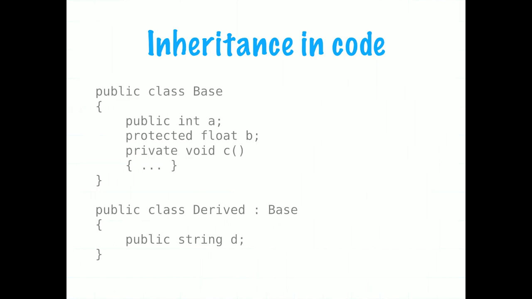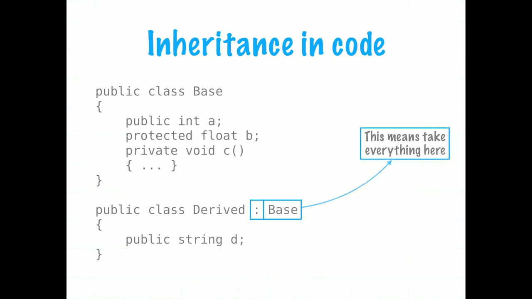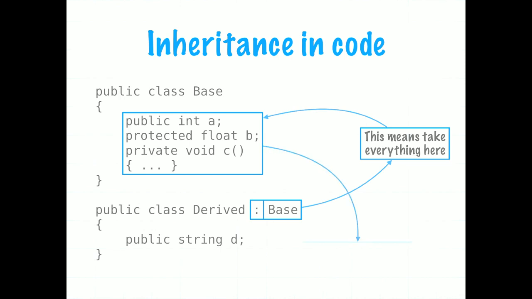Okay, so in code, what does this basically mean? We have a base class with public, protected, and private members. And by member, it could be a variable or a function, remembering our OOP. And then we have, so this is just a base, and then we have derived. This means inherits from base. And what does this mean in code? It's very simple. This little extra bit means take everything that's right here in base and just shove it right here before the public string D. This is what a compiler actually does in practice.